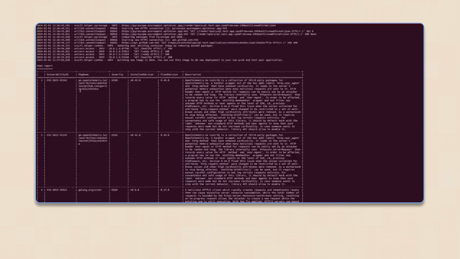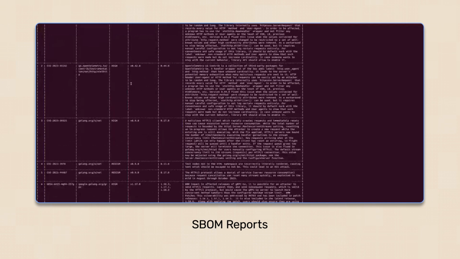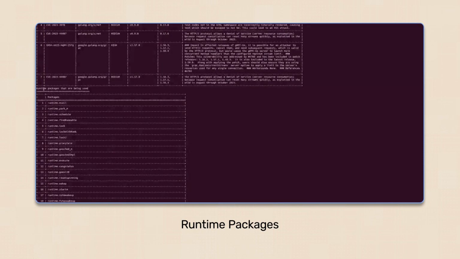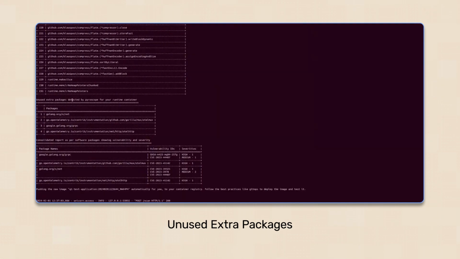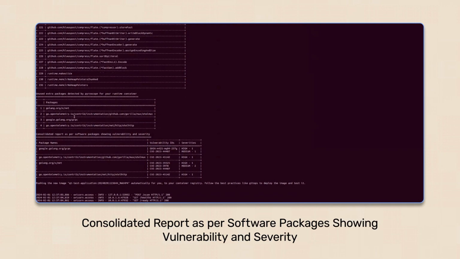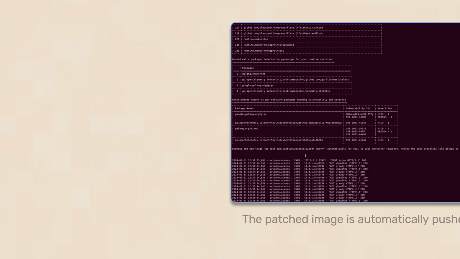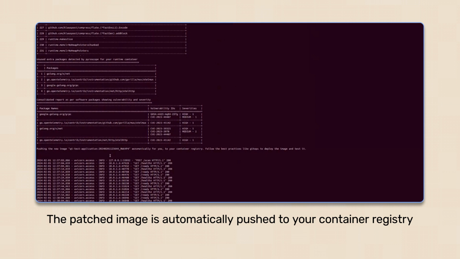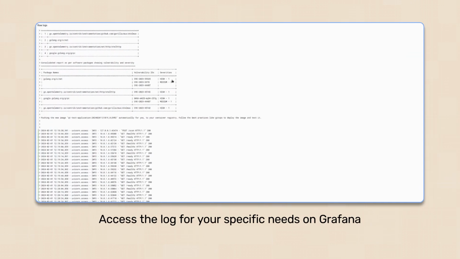You will receive multiple reports detailing the scan's findings, beginning with the SBOM report that includes information on IDs and vulnerable packages, runtime packages in use, extra unused packages detected by Profiler in the runtime container, and a consolidated report highlighting vulnerabilities and their severity for each software package. The system automatically pushes the patched image to your container registry, streamlining the entire vulnerability management process for modern applications. The log is accessible on Grafana, allowing you to utilize it for purposes tailored to your specific needs.